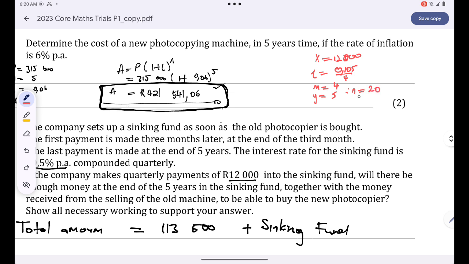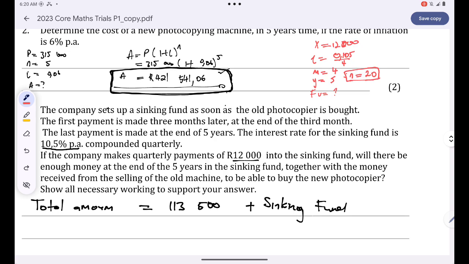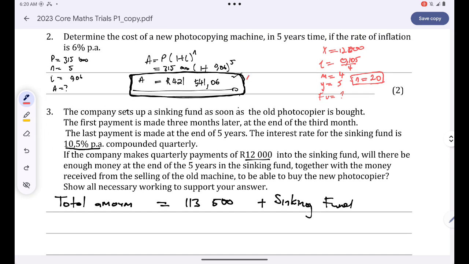Are you together? Remember that, guys, N is the amount of times interest will be calculated, but always please remember that the amount of times interest will be calculated is equivalent to the number of payments. Are you together? So you can say N is the number of payments, or N is the number of times interest is calculated. Still the same thing. But what you don't know, guys, is how much will the investment be after 5 years. Are you together? So if the total amount, guys, is greater than that amount over there, that means we will be able to afford the new photocopier.